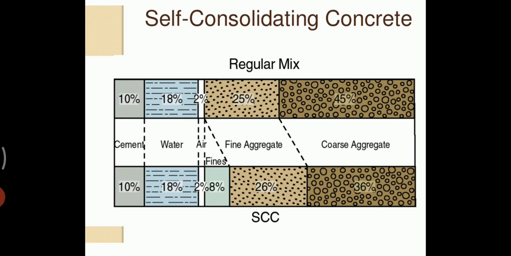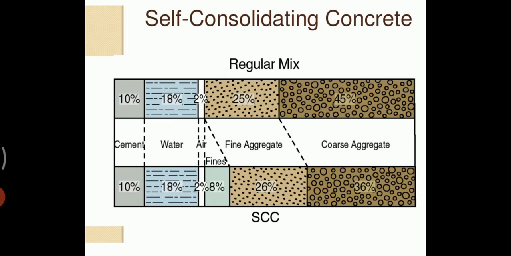You see the self-consolidating concrete: at the top is the regular mix, and at the bottom is the self-compacting concrete, shown in colored charts. Let us take the regular mix: there is 10% cement, 18% water, 2% air entrained, 25% fine aggregate, and 45% coarse aggregate.